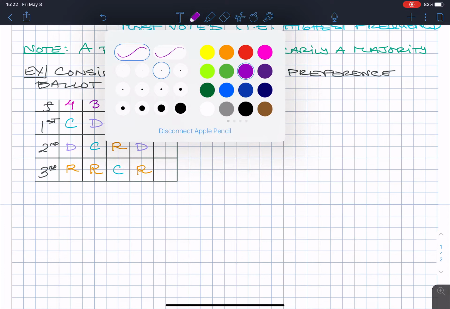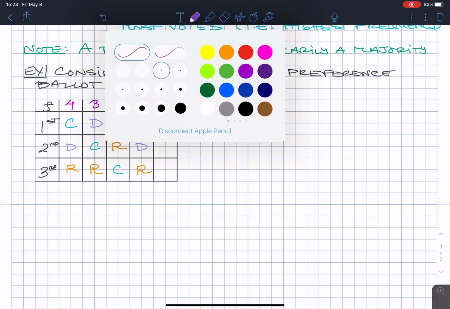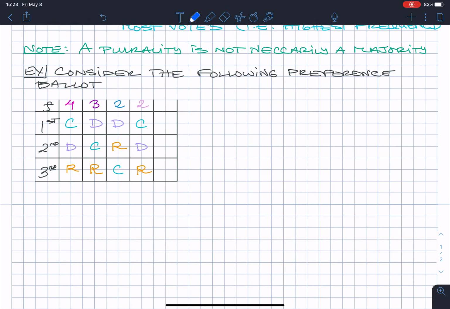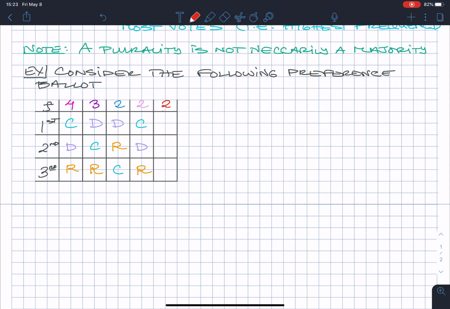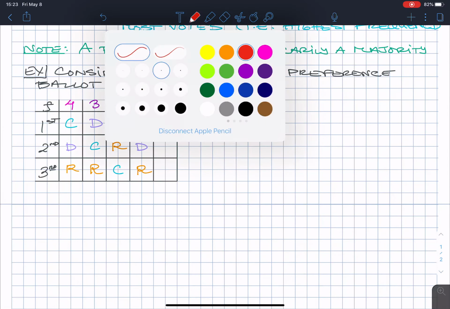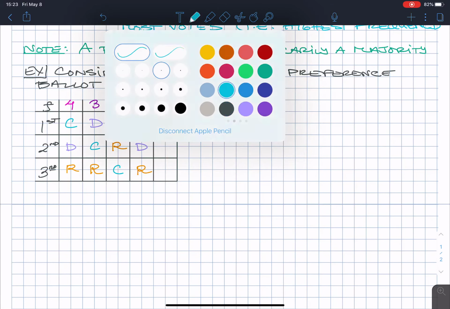Oh boy, what color should I use? I've already used dark purple. Maybe darker blue. Let's use red. How about red? So another frequency of 2 for the order rabbits, cats, and dogs.